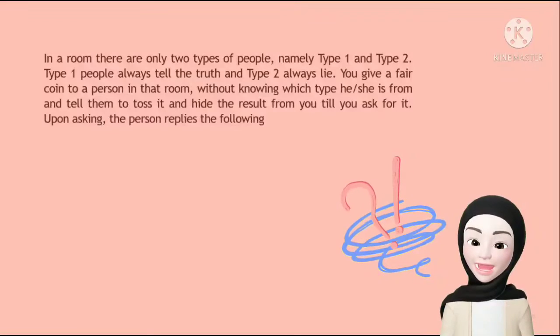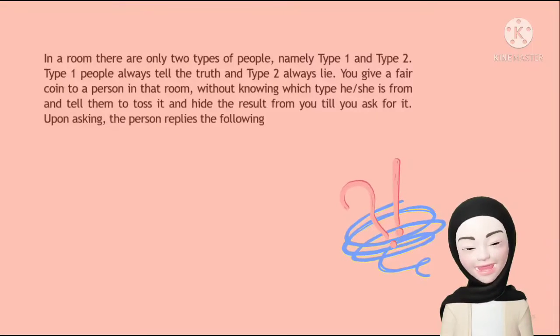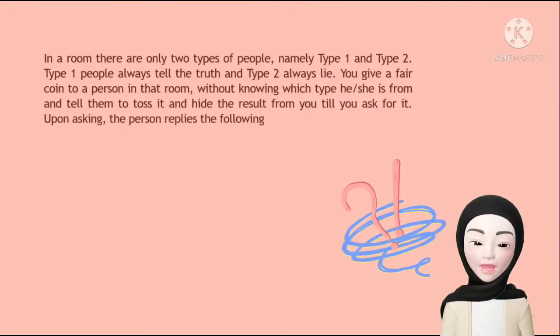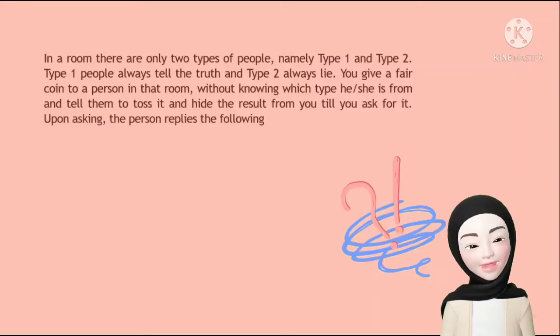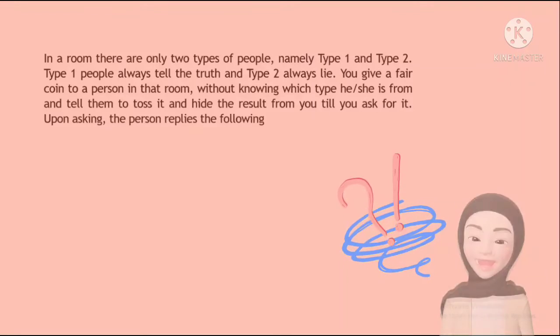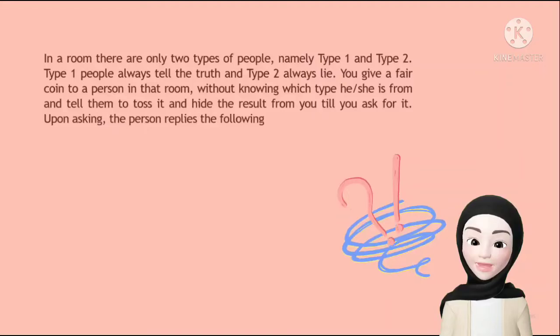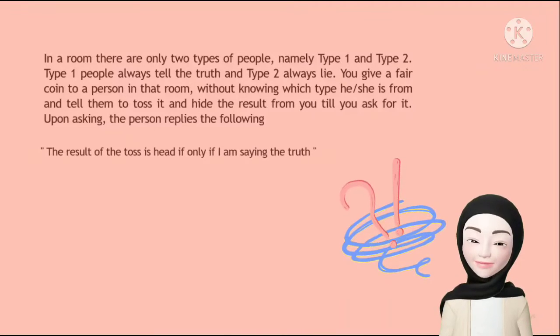In a room, there are only two types of people, namely type 1 and type 2. Type 1 people always tell the truth and type 2 always lie. You give a fair coin to a person in that room without knowing which type he or she is from, and tell them to toss it and hide the result from you till you ask for it. Upon asking, the person replies the following: the result of the toss is head if and only if I'm saying the truth.